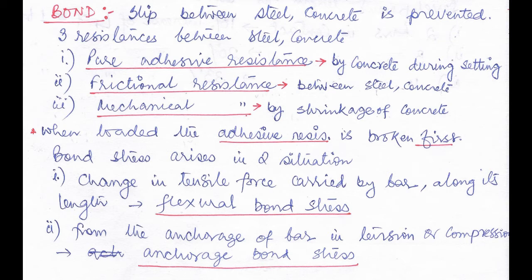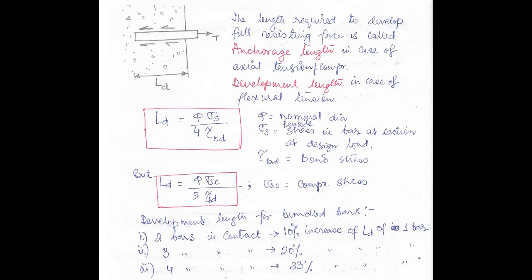Bond stress arises in 2 situations. Number 1, change in tensile force carried by the bar along its length, which is called flexural bond stress. Number 2, from the anchorage of the bar in tension or compression, which is known as the anchorage bond stress.